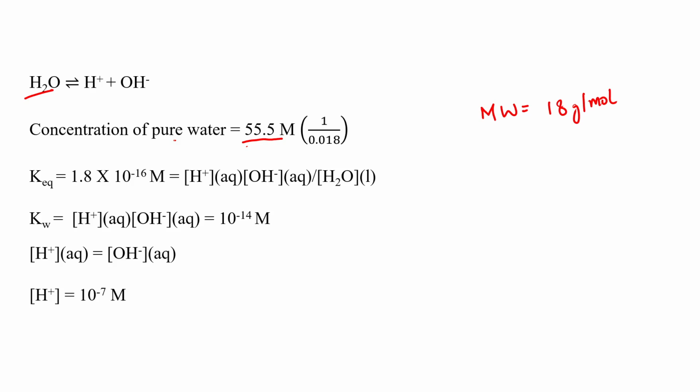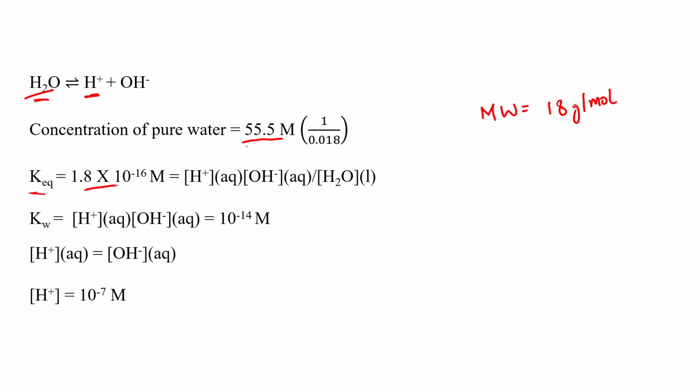Now at any point we have the equilibrium constant K equilibrium for water, given as 1.8 into 10 raised to power minus 6. If I have to derive the equilibrium constant of this reaction, that is the dissociation of H2O into H plus and OH minus ions, I can define it as H plus ion concentration multiplied by OH minus ion concentration divided by the concentration of H2O.